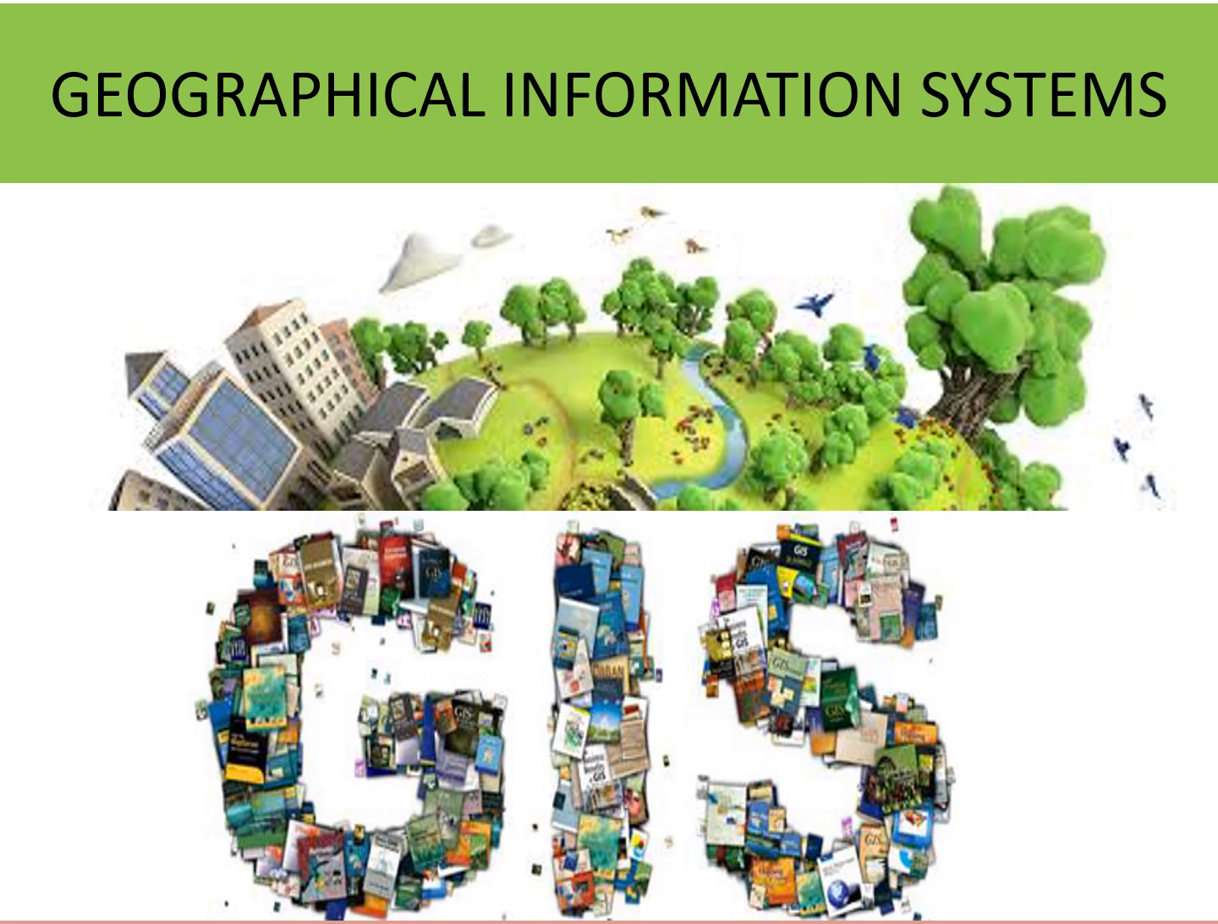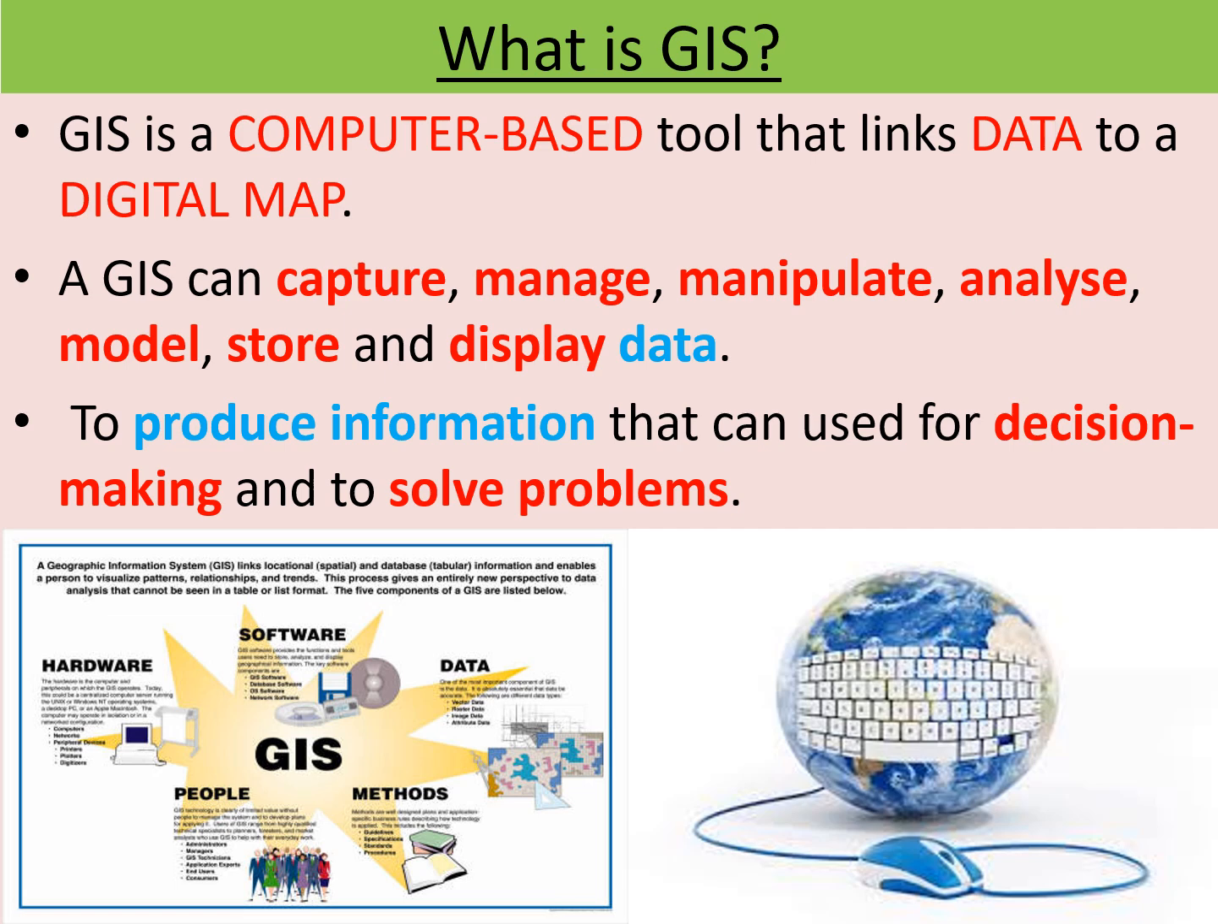The abbreviation GIS stands for Geographical Information Systems. GIS is a computer-based tool that links data to a digital map. A GIS, like any other computer-based system, is able to capture, manipulate, manage, analyze, model, store, and display data. The GIS is able to produce information that can be used for decision making and to solve problems.